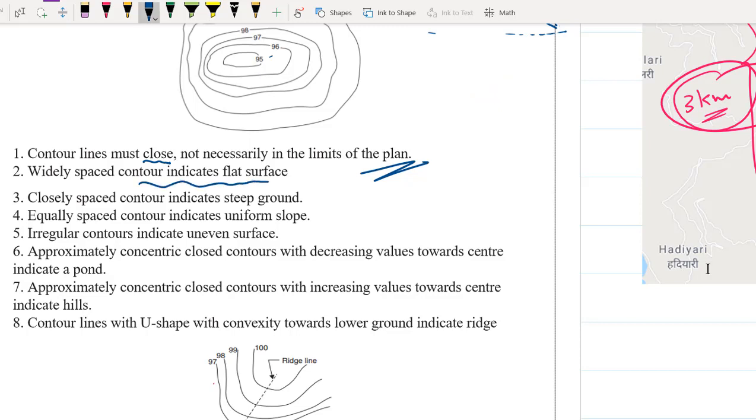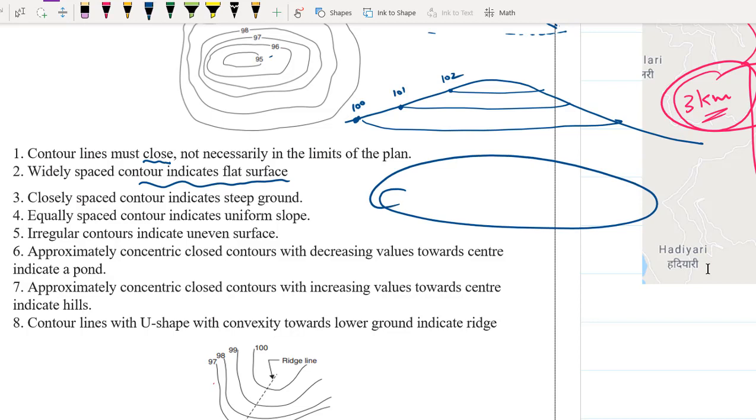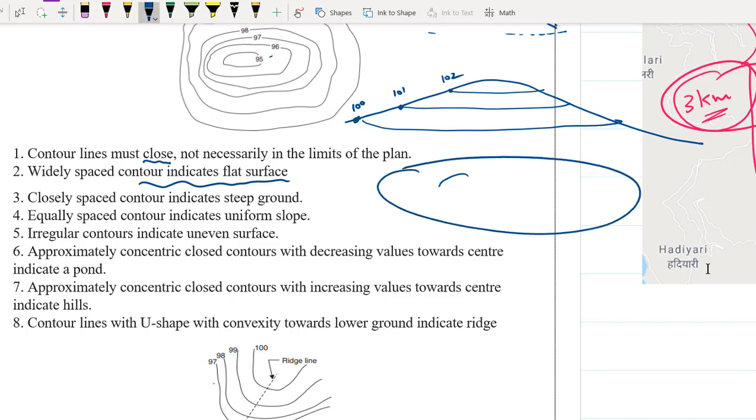So widely spaced contour indicates flat surface. Let us try to understand. I have a surface like this. This is the 100 meter point, this is the 101 meter point, this is the 102 meter point. So how will my contour lines be? Obviously join all the 100 meter elevation, join all the 101 meter elevation, join all the 102 meter elevation, all around my hill, all around whatever undulation it is. So I will be getting something like this.